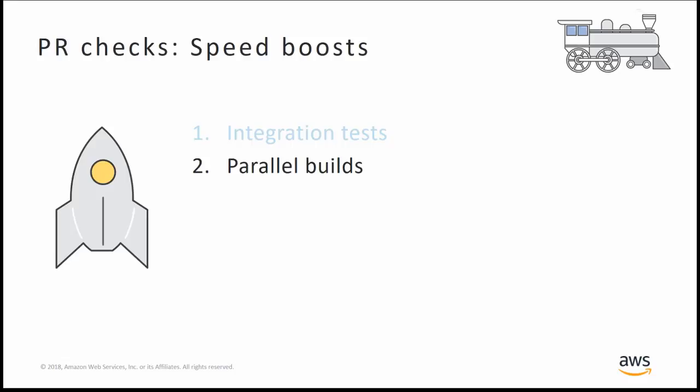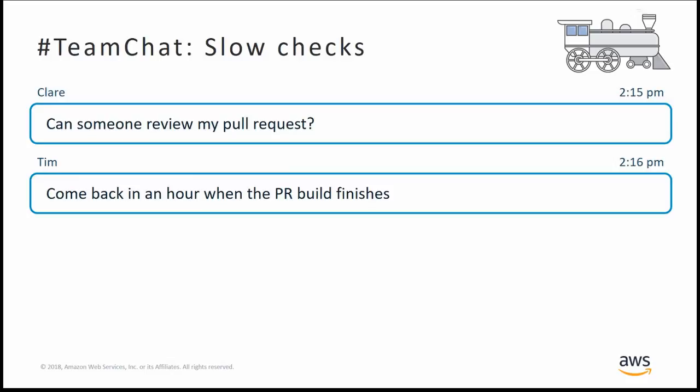Let's look at parallel builds. What I want is to be able to run my integration tests in parallel with my unit tests and get all of those checks showing up in the pull request. So again, what you don't want is for the pull request checks to take hours and hours. Otherwise, it's going to be a really long time before you get feedback.